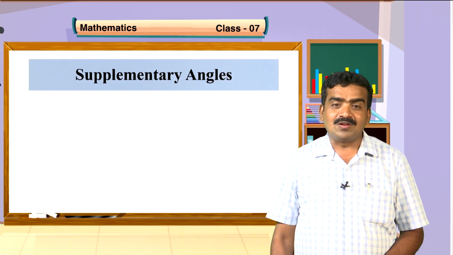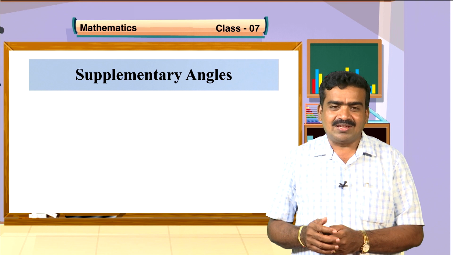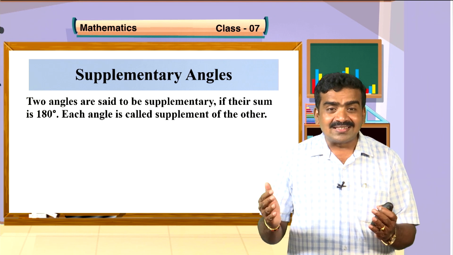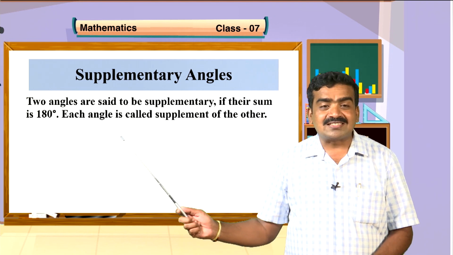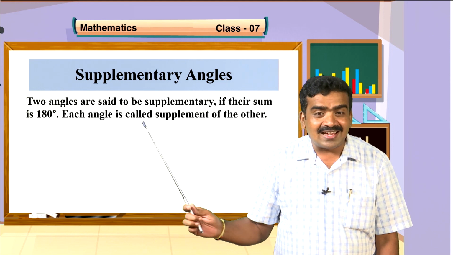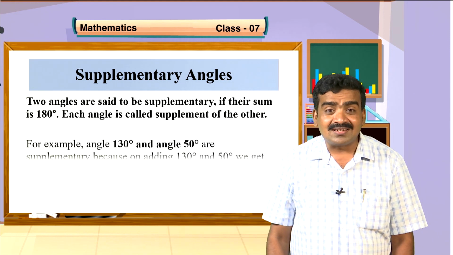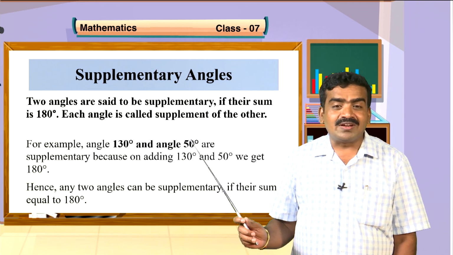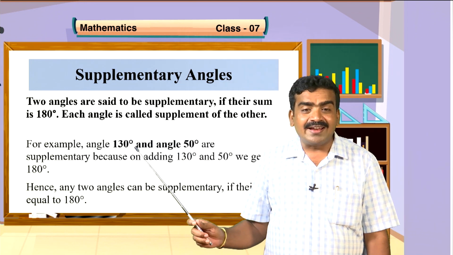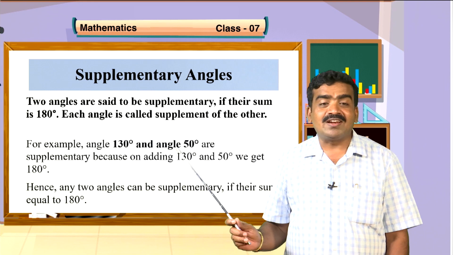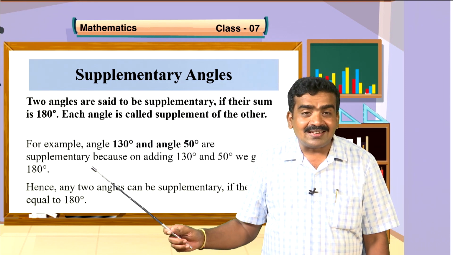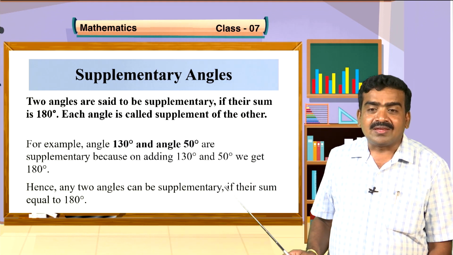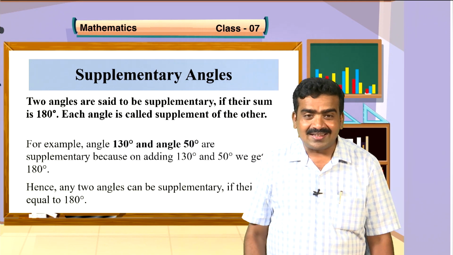Now we are going to learn about supplementary angles. Two angles are said to be supplementary if their sum is 180 degrees, and each angle is called the supplement of the other. For example, if we add 130 degrees and 50 degrees, what will we get? We will get 180 degrees. Therefore, 130 degrees and 50 degrees are called supplementary angles. Also, any two angles can be supplementary if their sum is equal to 180 degrees.